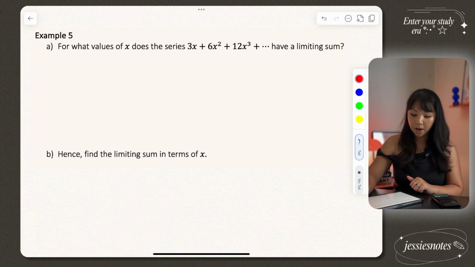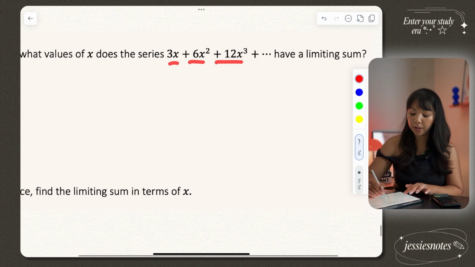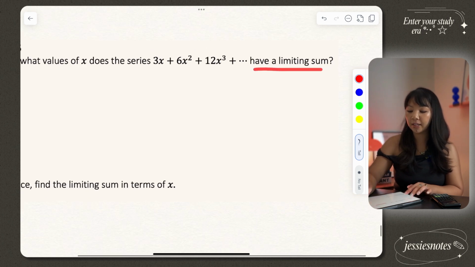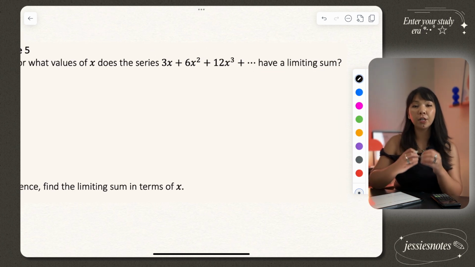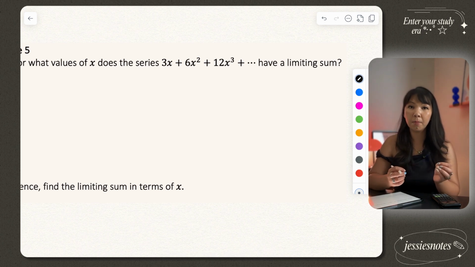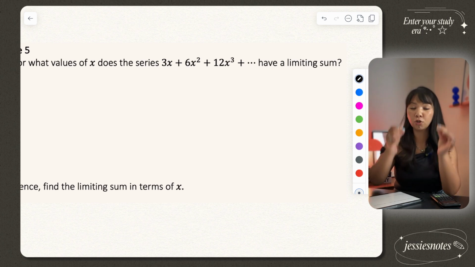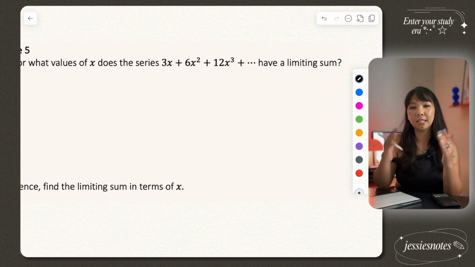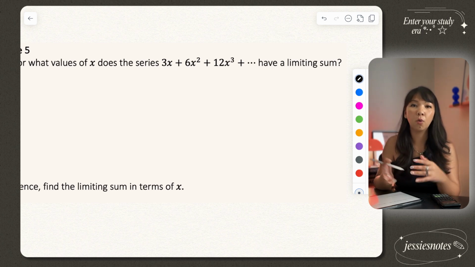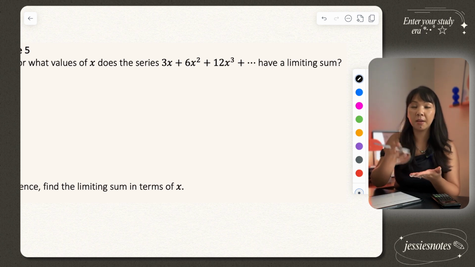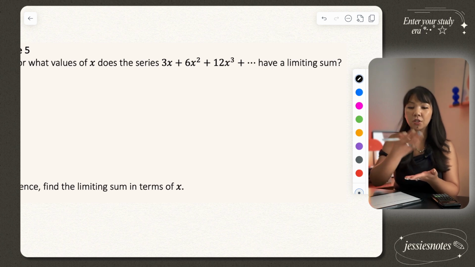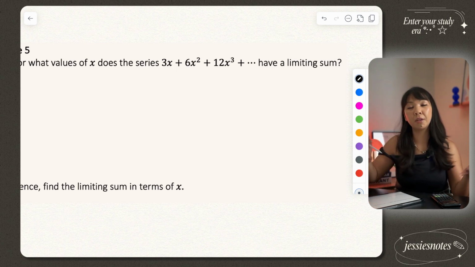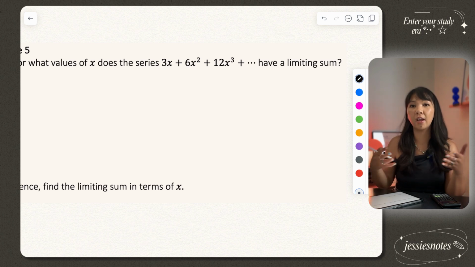Example 5. For what values of x does the series 3x plus 6x squared plus 12x cubed plus ... have a limiting sum? Now, in order for a geometric sequence to have a limiting sum, the only condition is that the ratio needs to be between -1 and 1. And don't just try to remember that, try to understand why that is, because if you have a ratio that is less than 1, that's like a small fraction. And if you keep timesing it by a fraction that's smaller than 1, it's just going to make the number smaller and smaller and smaller, which means that the sum will converge to a finite value.